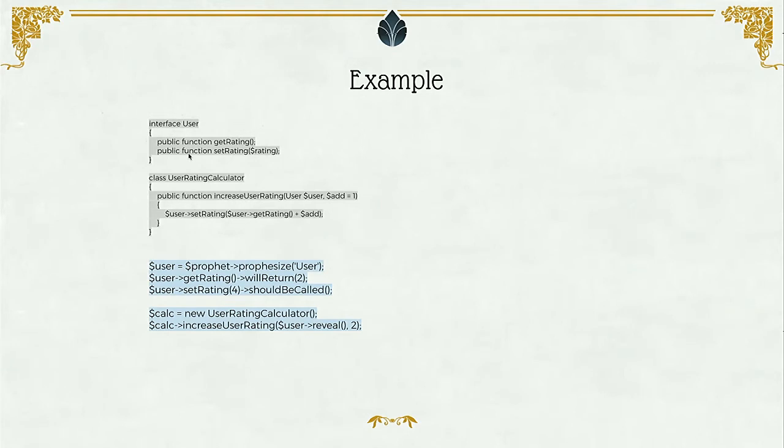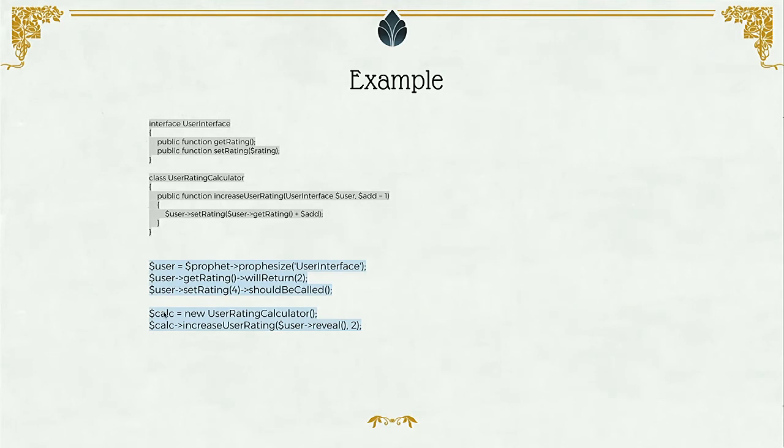We have an interface. We have a user interface, and we have 2 methods in that. That interface is called in another class, inside a method of that other class. So we're going to write the test for the user rating calculator class.